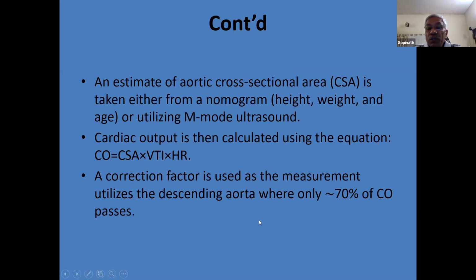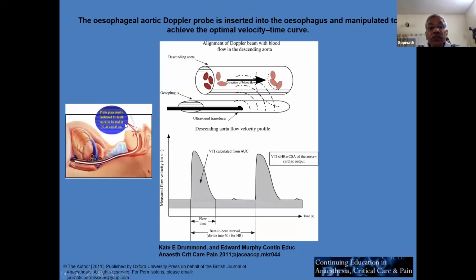So if you are using the descending aorta, as in say esophageal Doppler, then you have to use a correction factor, because 30% of the cardiac output goes to the upper body. So we are only measuring about 70% of cardiac output passing through the descending aorta, for which you use a correction factor. So this is where you use a correction factor when the esophageal Doppler is in place.